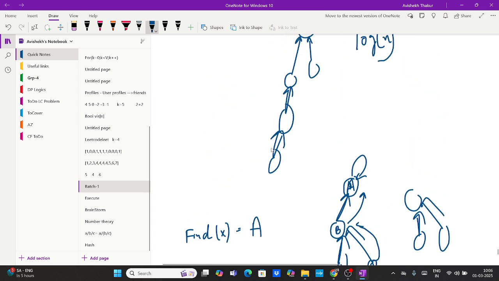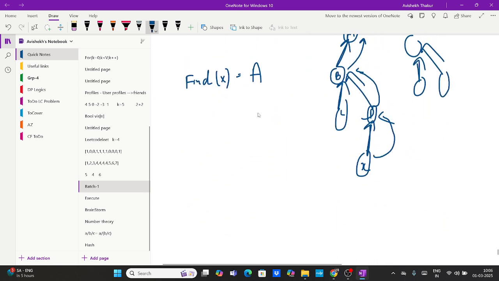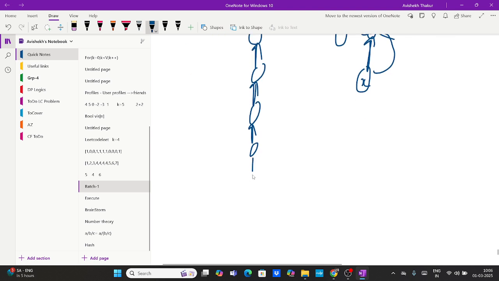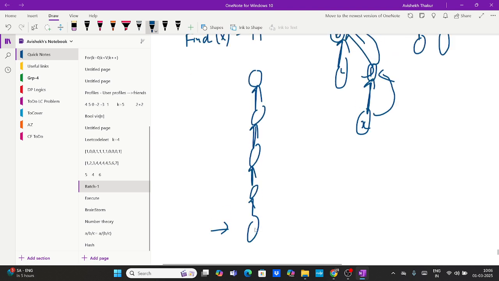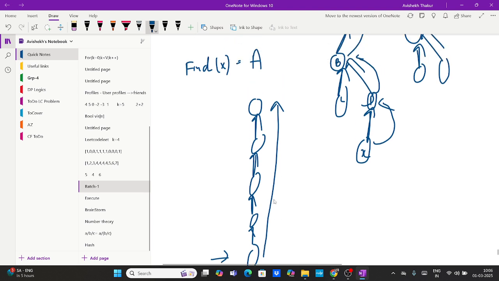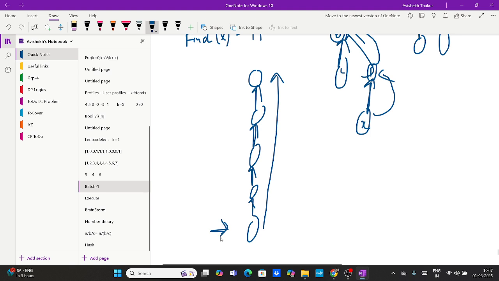Yes. See, if the tree is something like this, then if I ask you every time, shouldn't you have to travel all the n nodes? So you have to travel all the n nodes in order to reach the root. Now I'm asking you find of x multiple times, maybe up to 1e5 times. Every time you will travel this and find it.